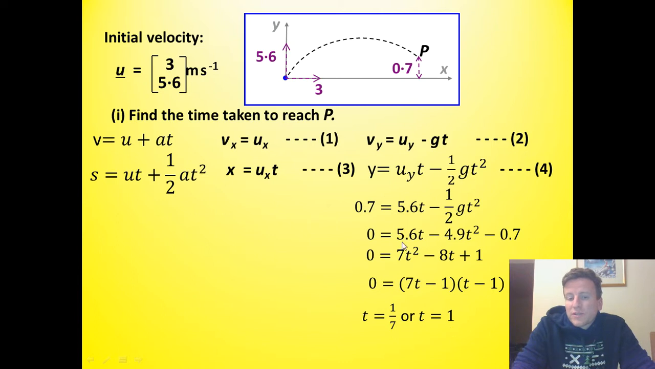Now you'll notice that there are 2 times. That should make sense because there'll be 2 times that this height will be at 0.7. There'll be a time here, which is 1/7, or the later time, which is 1. So you will need to interpret results quite a bit whenever you're dealing with projectiles and make the correct call into what the time would be.